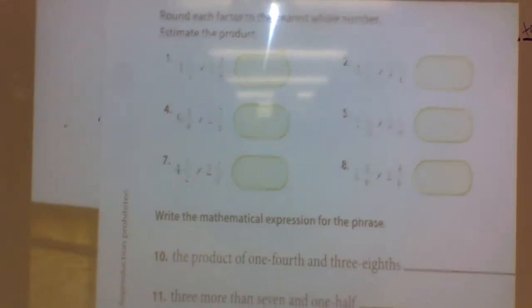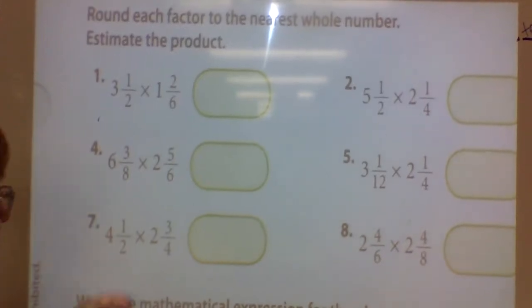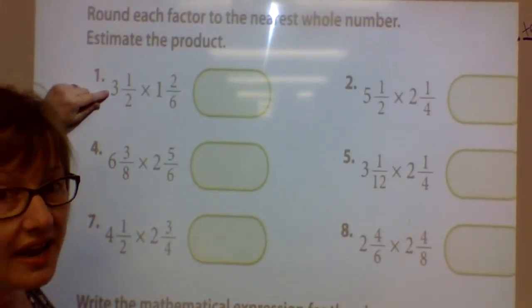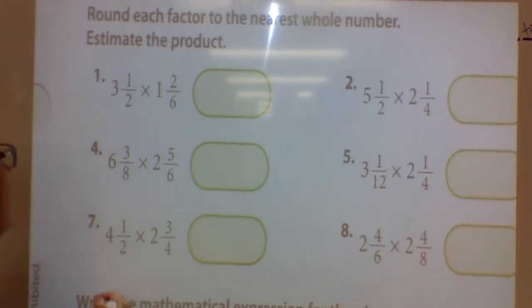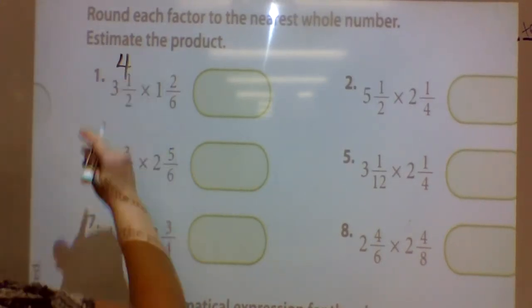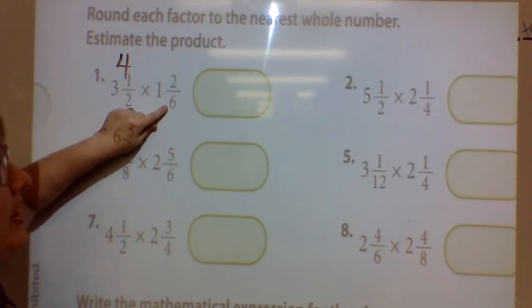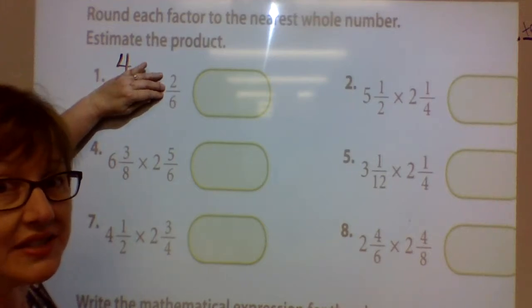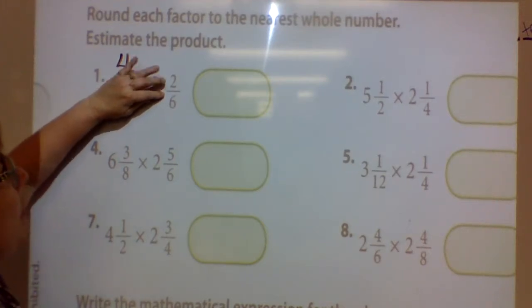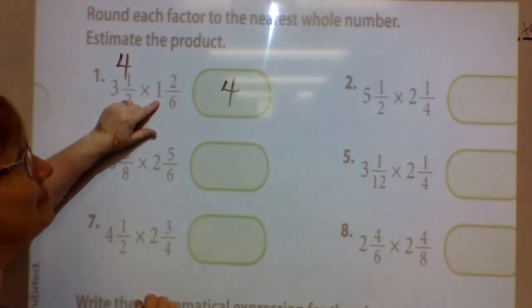We are going to estimate. It says round each factor to the nearest whole number and estimate the product. Okay, so we just said 3.5 is a lot like 4. Let me get a different marker. I don't like this one. Is this better? Oh, much better. Okay, so this is really close to 4. This is really close to what? What would half and sixths be? It would be 3/6. So this is smaller than a half. So we would say 4 times 1 is 4.